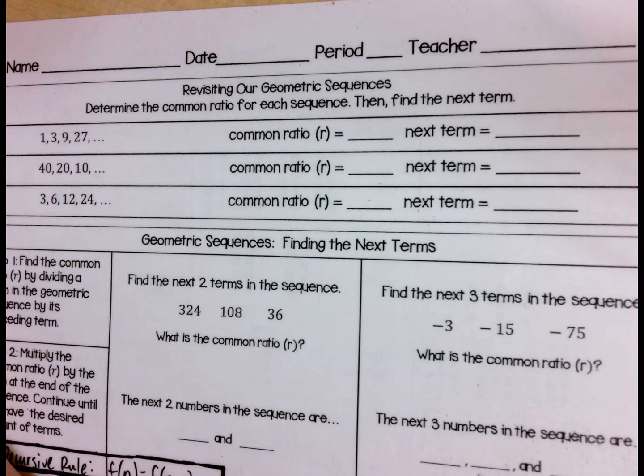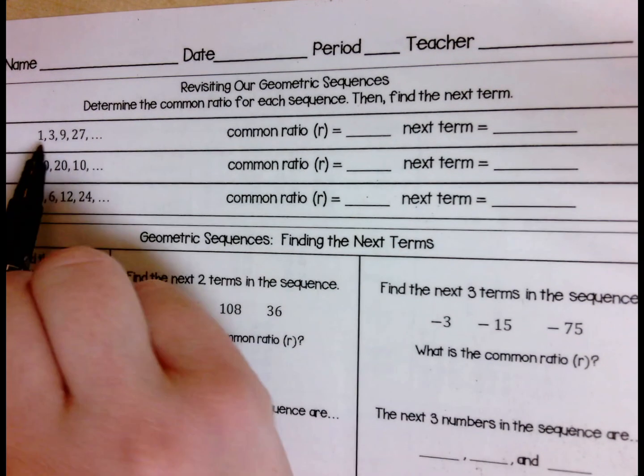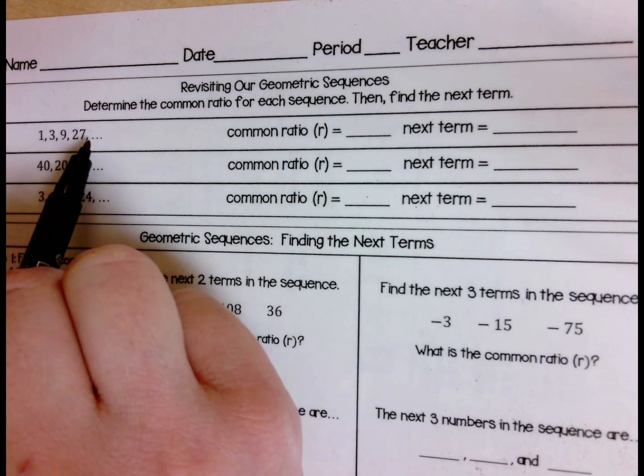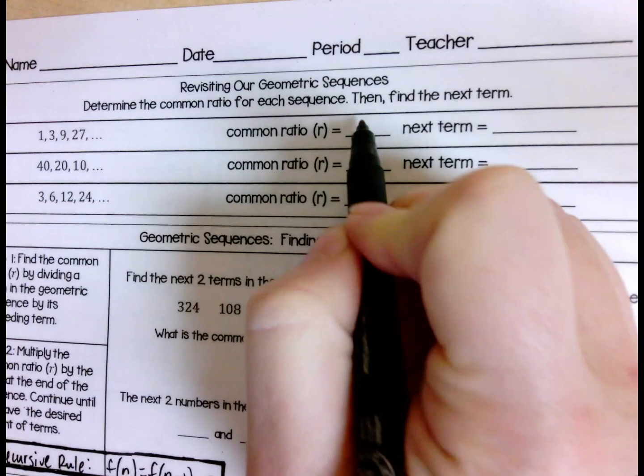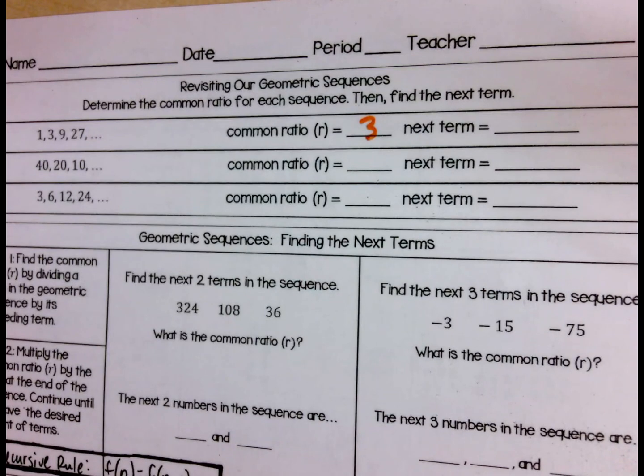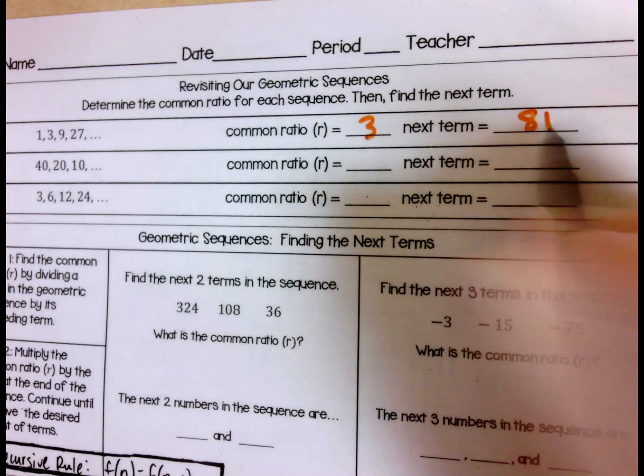Okay, so the first thing we need to do is find a common ratio. So from 1 to 3 to 9 to 27, we've already done this. What was the number that we multiplied by? Well, we multiplied by 3, and so 27 times 3 will give us the next term, which is 81.